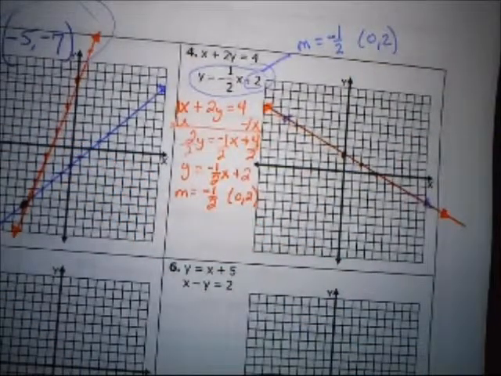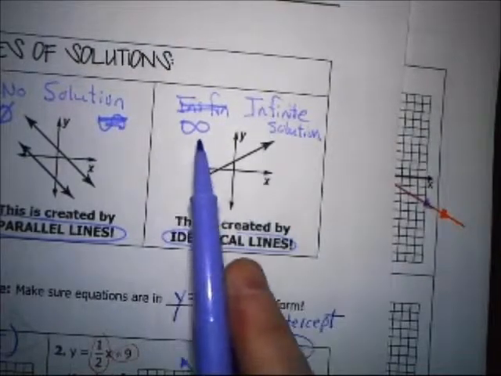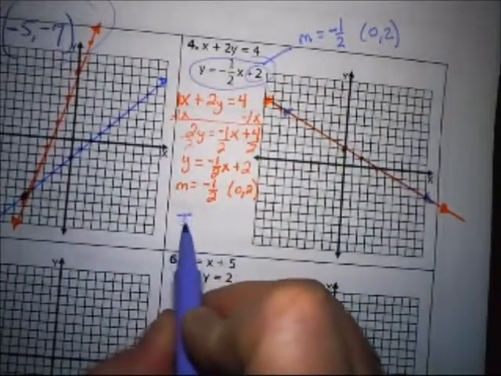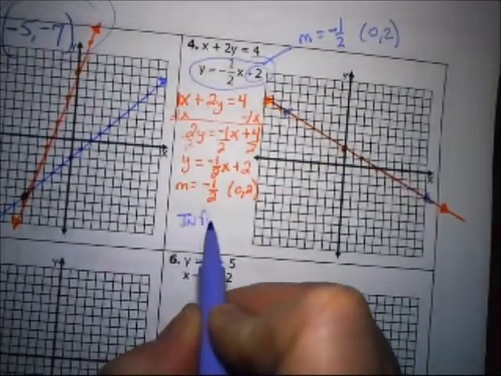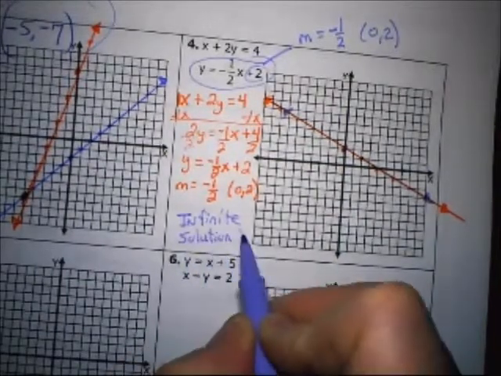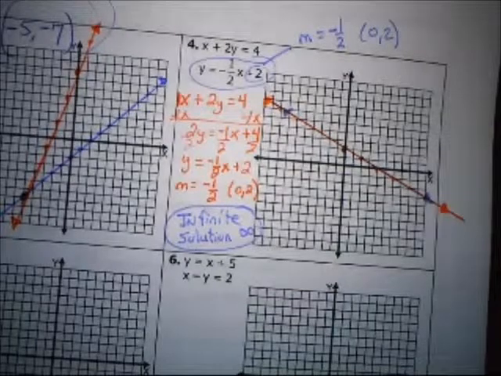And when that happens, they're identical lines. That means there's an infinite number of solutions, which looks like this, the infinity symbol. So you can either write the word or you can write the symbol to represent the number of answers.